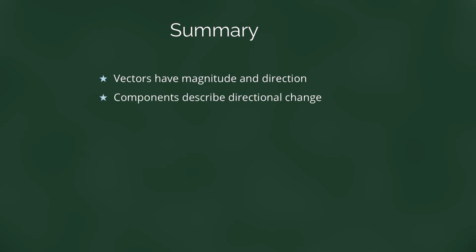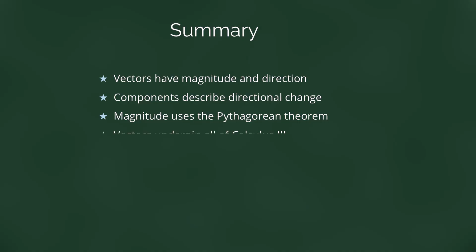Reflecting on the main ideas that we've covered here, we know that vectors are quantities that have both magnitude and direction. The components of a vector are going to describe its directional change in both the horizontal and vertical directions, so that we can have a number of vectors across the plane that are all represented by the same components and are all equivalent to the same position vector. We use the Pythagorean Theorem to determine the magnitude of a vector, and we'll see as we go on that vectors underpin all of the work that we do in Calculus 3.